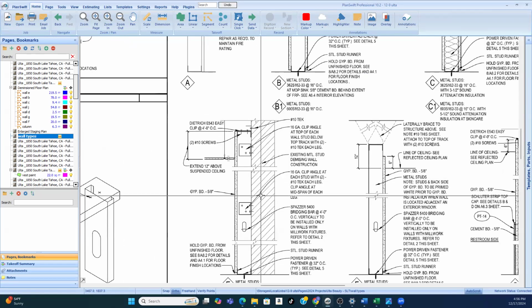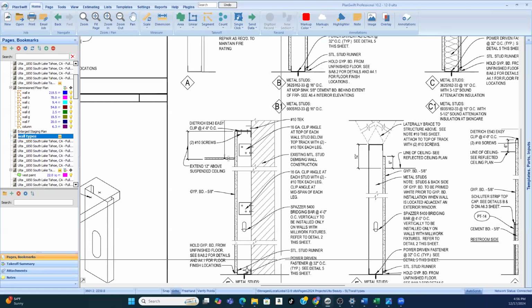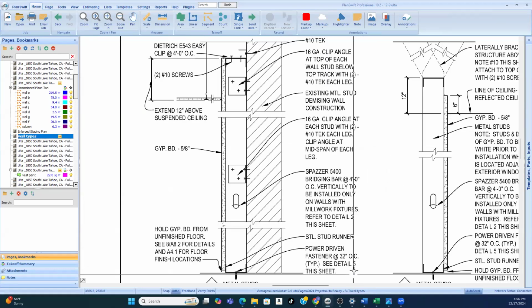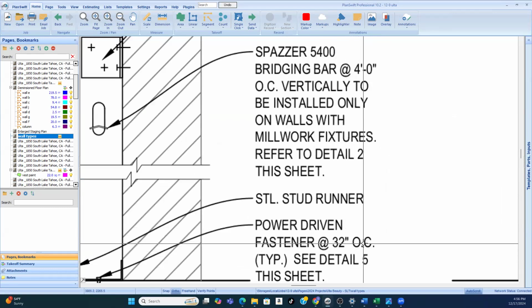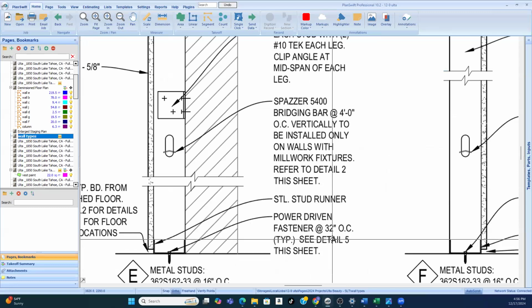You can use this really to determine your material quantities list. Because if you know how many of something, for instance, power driven fastener 32 on center, 32 inches, how many times do I have to do that? I have to do it every 32 inches. So just get in the habit of turning feet into inches. Okay, so you can say, I need the power driven fastener 15 times, 17 times, whatever.